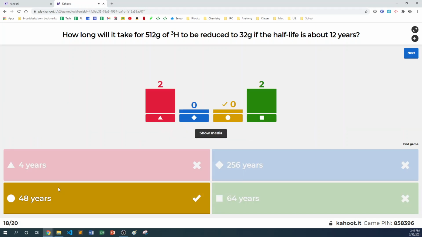Why don't you just calculate the answer? So it's asking for how many half-lives. A half-life is 12 years. So how many half-lives does it go through going from 512 to 32? What's half of 512? 256. That's one half-life. What's half of 256?